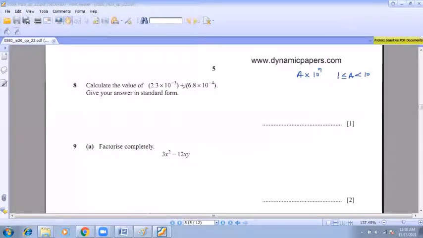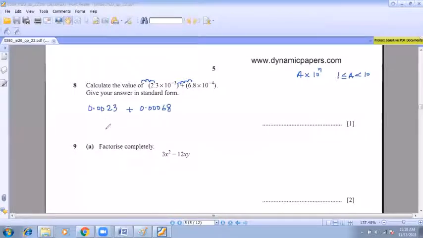Like for example, here we have a plus case. If we apply 10 power minus 3 in this case, your point will move 3 units left, 1, 2, 3. It will be 0.0023 if you simplify this one. Plus here we have 10 power minus 4. So again, the position of the point will move 4 places left, 1, 2, 3, 4. Means 0.0068. So once you apply the power minus 4 and minus 3, you will get this answer.